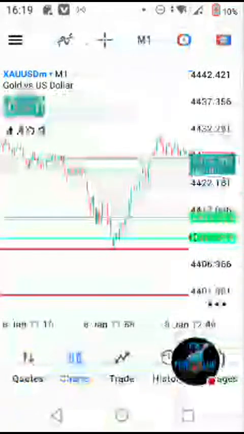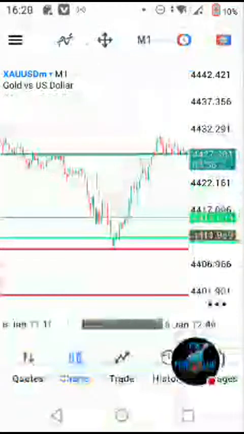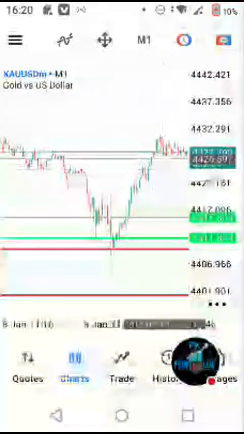Let me mark it here. Liquidity also swept below that low, this one here. So as liquidity was swept, price starts to push up and meets a bit of rejection here, but manages to break above and push.